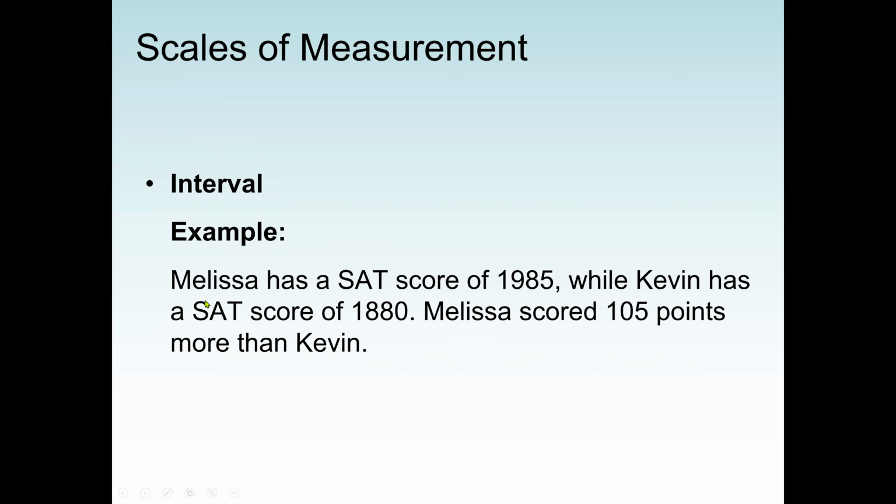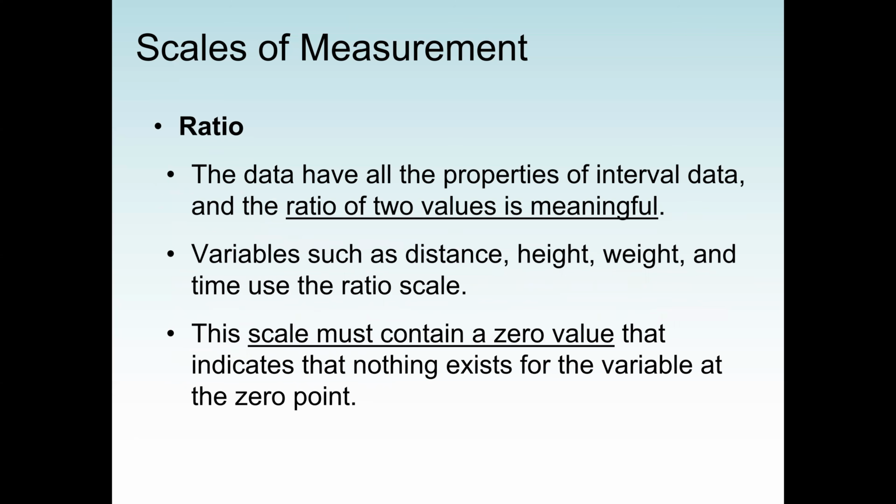So an example would be Melissa has an SAT score of 1985, while Kevin has an SAT score of 1880. So these are interval values. Melissa scored 105 points more than Kevin. They are in order.